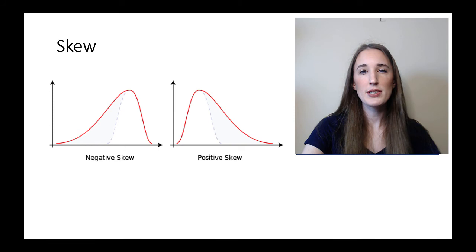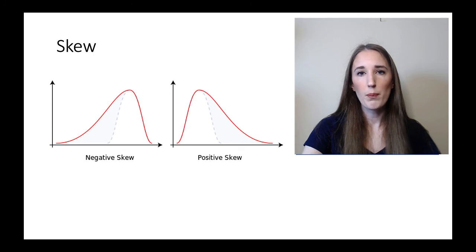Let's talk about skew first. Skew tells us whether there are more extreme positive values that are larger than the mean, or more extreme negative values that are smaller than the mean. On the left here, you're seeing a negatively skewed or left skewed distribution. Here, the tail is pointing toward the left. And on the right, you're seeing a positive or right skewed distribution, where the tail of the distribution is pointing toward the right.